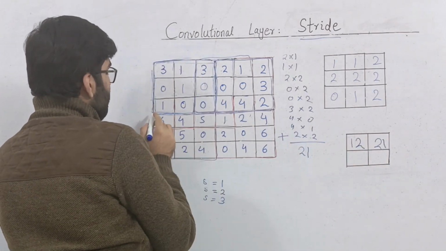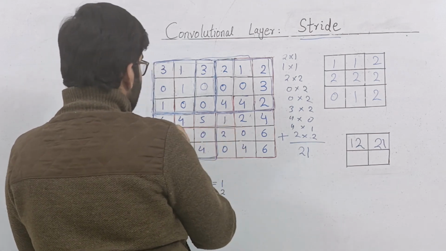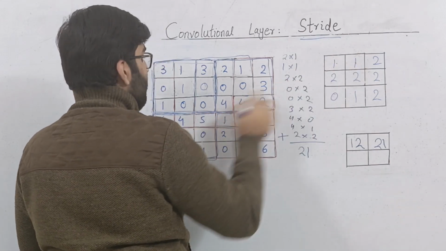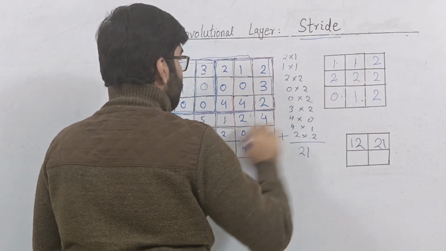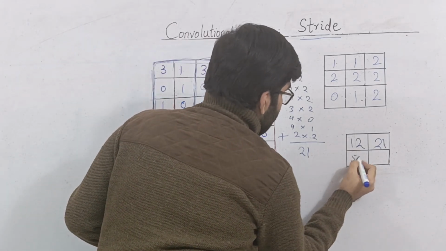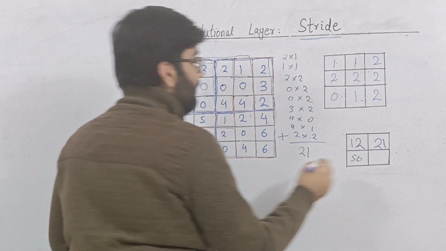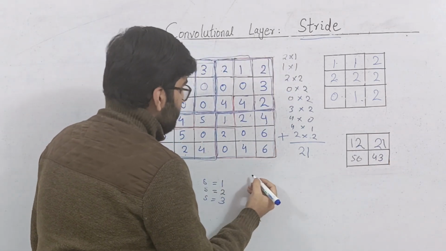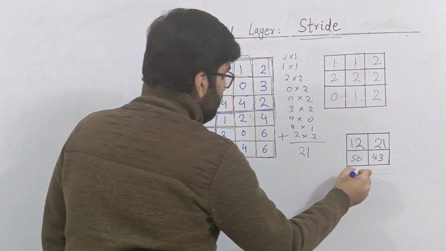We now move it here and correspond it to the kernel. Multiply 6 by 1, 4 by 1, 5 by 2, 5 by 2, 5 by 2, 0 by 2, 1 by 0, 2 by 1, 4 by 2, and add the entries and we will get a 50. So when the kernel is here, doing the same operation will give us a 43. Now you can see that the size shrank from 6 by 6 to 2 by 2.